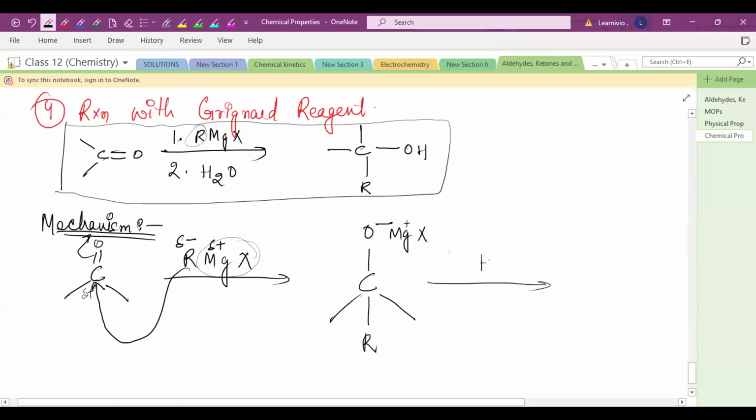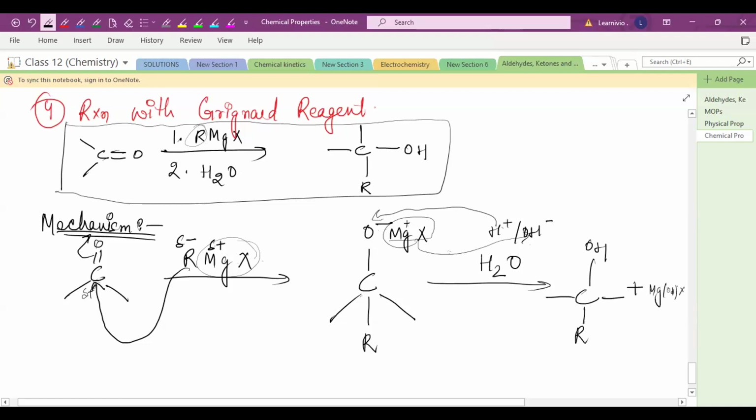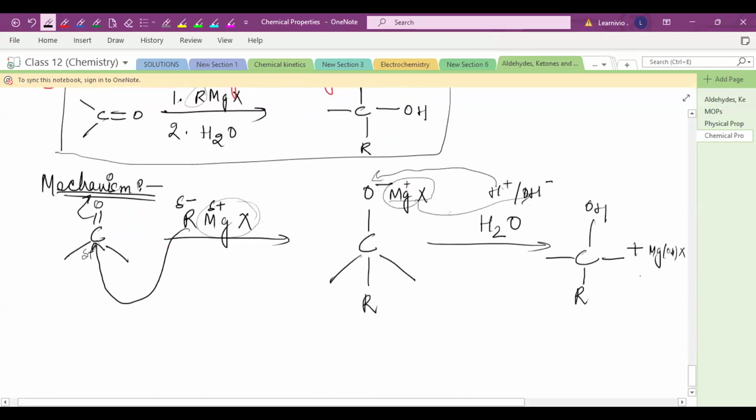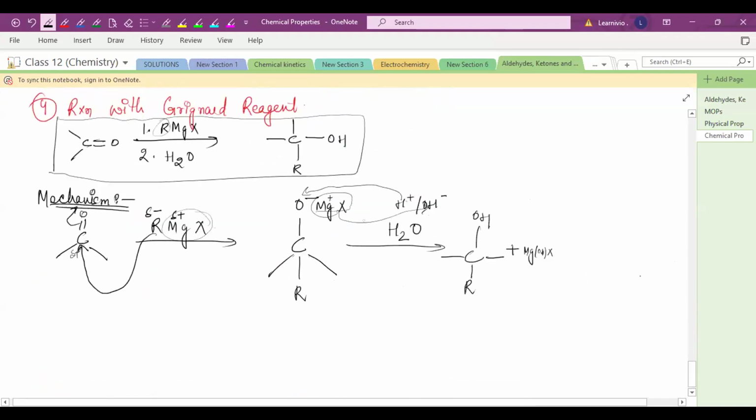Now further, when you add water to it, when you're doing the hydration, what happens? It will give you H plus and OH minus, right? So H plus gets attached to the oxygen, which has a negative charge, and this MgX will get attached to OH. So you will get COH, here other bonds, and plus you will get MgOH. So that is the proper mechanism.